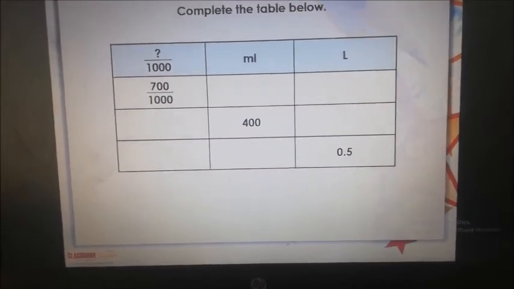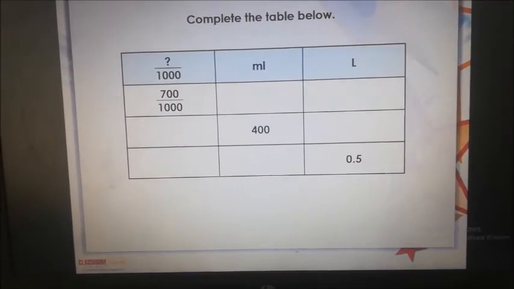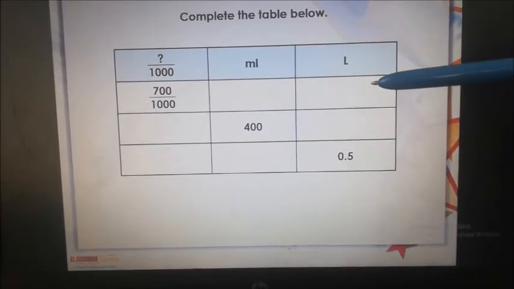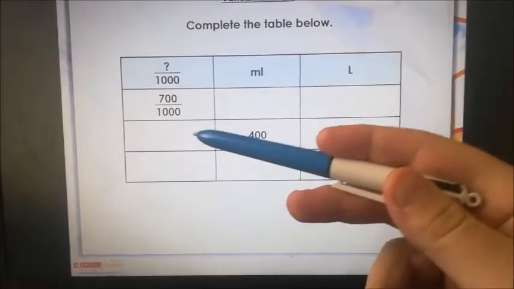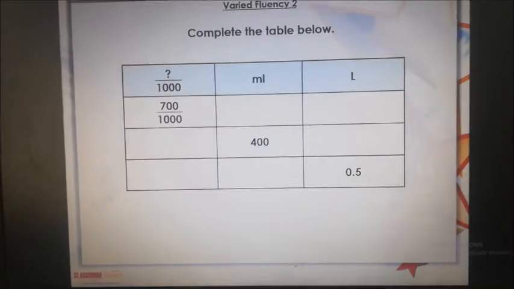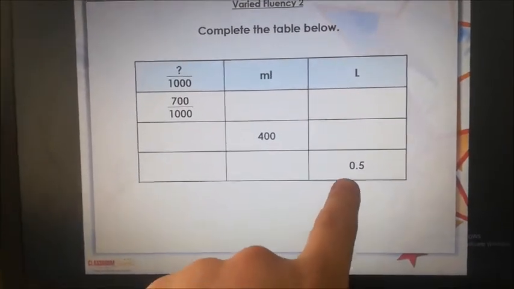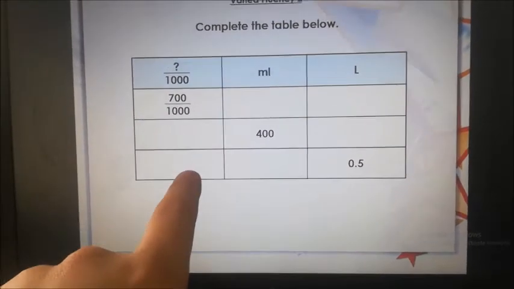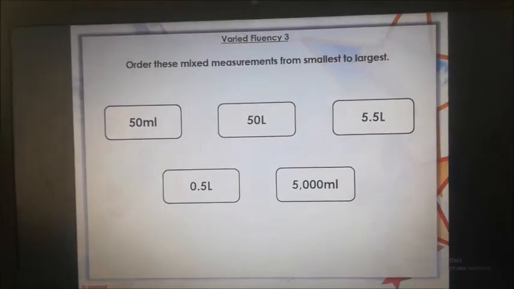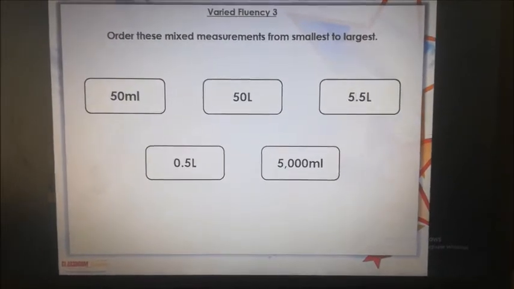I wonder what that might be. I think that might be 700 millilitres. So 0.7 litres is 700 millilitres. If we have 400 millilitres, what's that going to be out of 1,000? 400 over 1,000. What's that in litres? We've got half a litre. How many millilitres is half a litre? What would the fraction look like? So work your way through these as well. Hopefully they're not too hard. Now, I need to order these mixed measurements from smallest to largest.